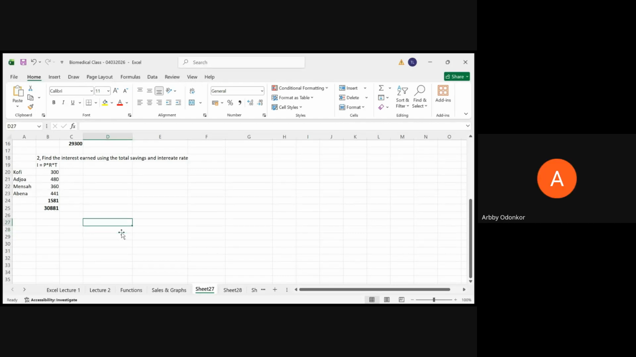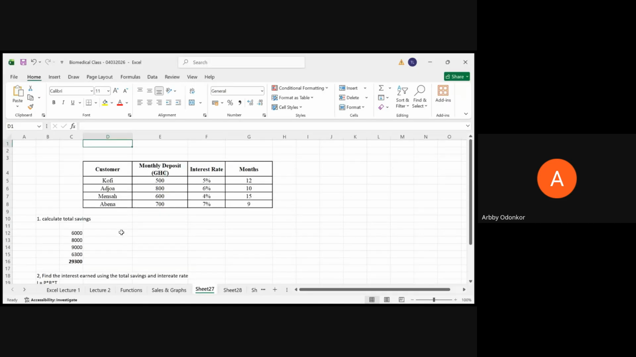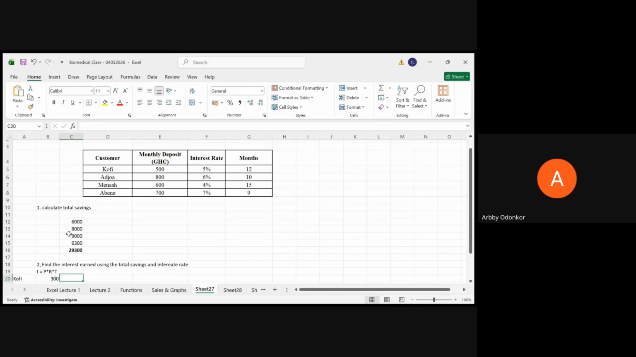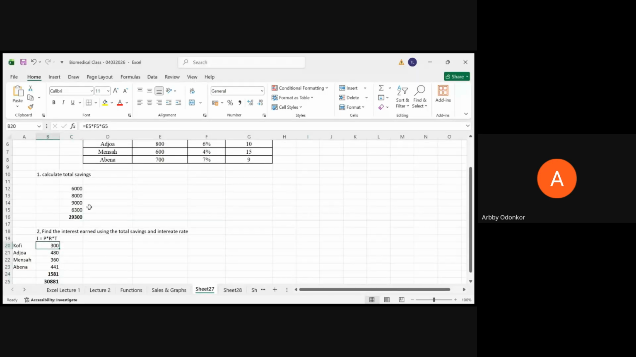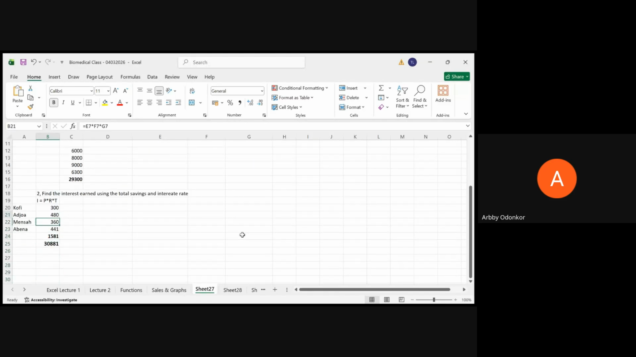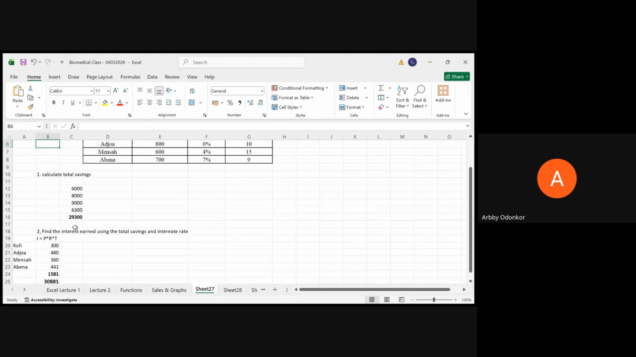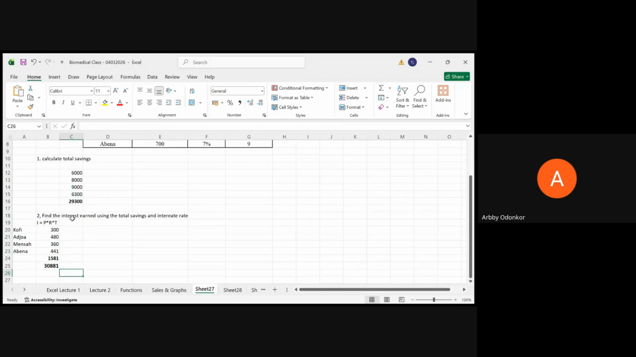Good. So what we can also do, right? We have everybody's total savings plus everybody's total interest. So if you like, you can do the total savings for Kofi, which was 6,000, and the interest was 300. You can add them individually and do the total. At the end of the day, you get the same thing. But we had already found the total savings and the total interest for all of them.